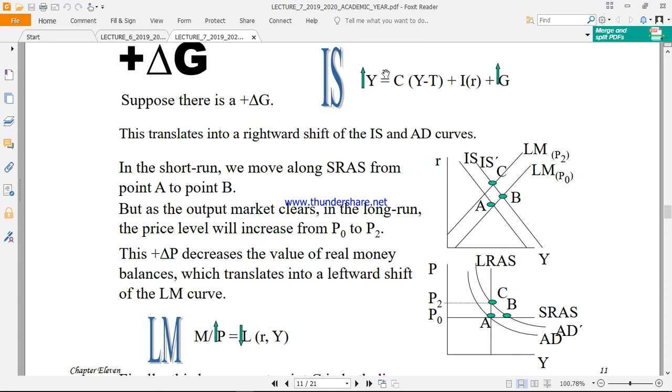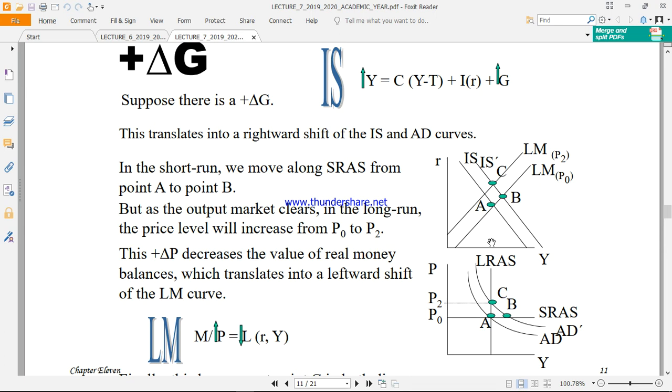We understand that the IS curve is going to increase because government expenditure is part and parcel of the IS curve. So this is just going to translate into a rightward shift in the IS curve. We know that from the ISLM model, initially we're at point A. Let's do it with graphs. Initially we're at point A, all was well, and the rate of interest was there, let's call that R naught, and the output was there, let's call that Y naught.